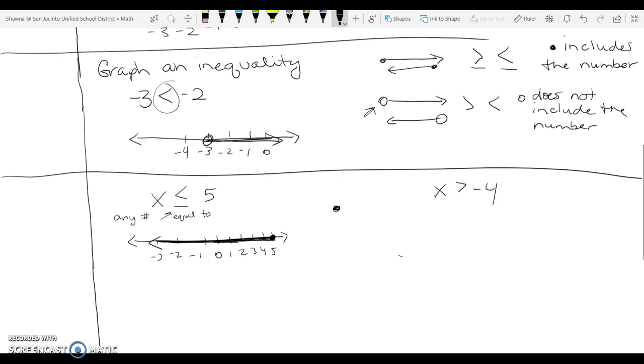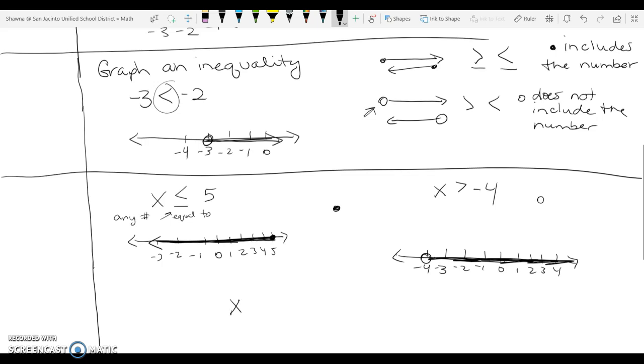-4? Okay, so I have x is greater than -4. Let's just do my number line. All right, so I don't have an equal sign here, so it's going to be my open dot. So my open dot is going to go on -4, because -4 is not included in that. And it says it's greater than. So I draw my black line with this arrow, because that goes on forever.